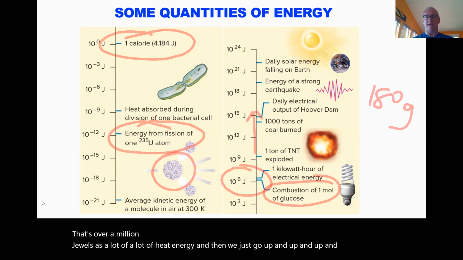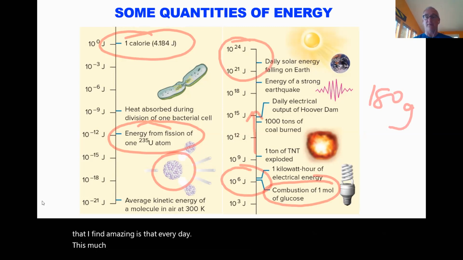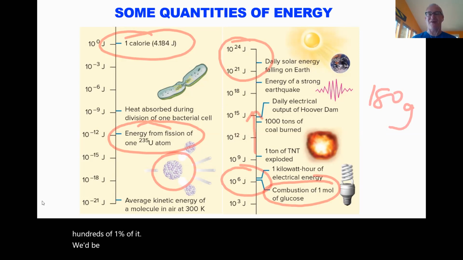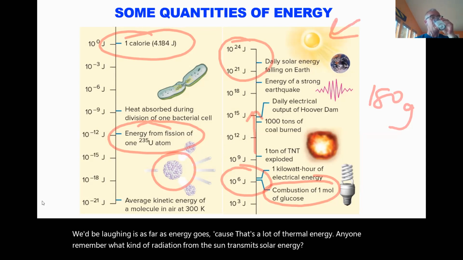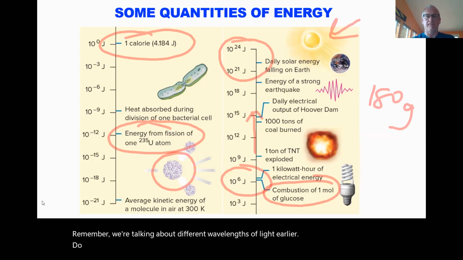The thing that I find amazing is that every day this much solar energy falls on the earth. So you could imagine if we could just capture a 100th of 1% of it, we'd be laughing as far as energy goes, because that's a lot of thermal energy. Anyone remember what kind of radiation from the sun transmits that solar energy? Remember, we were talking about different wavelengths of light earlier. Do you remember what kind of light that was?